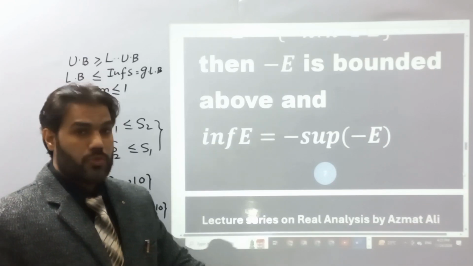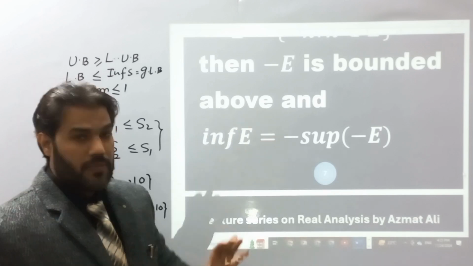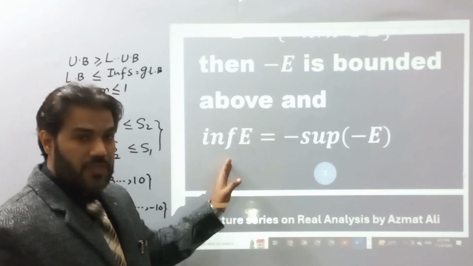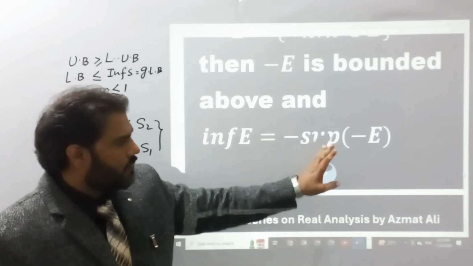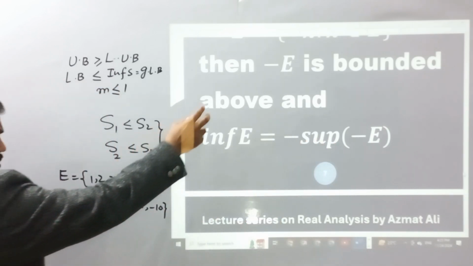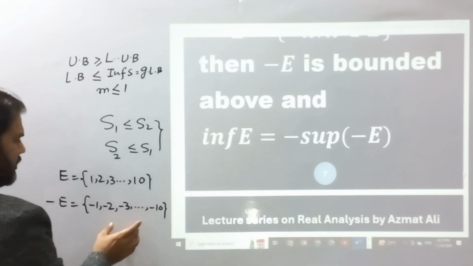Then firstly we have to show that minus E is bounded above. This is our first task. And the second one, we have to show that infimum of E is equal to minus supremum of minus E. We can justify both of these properties by this example.